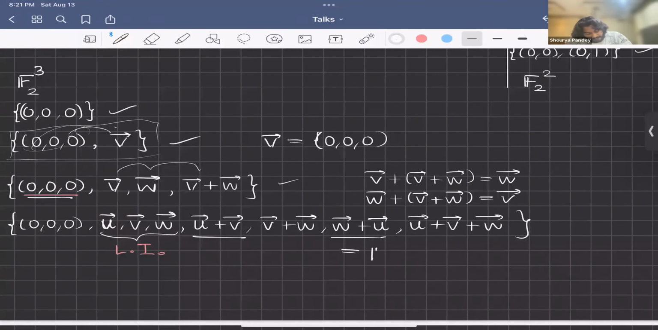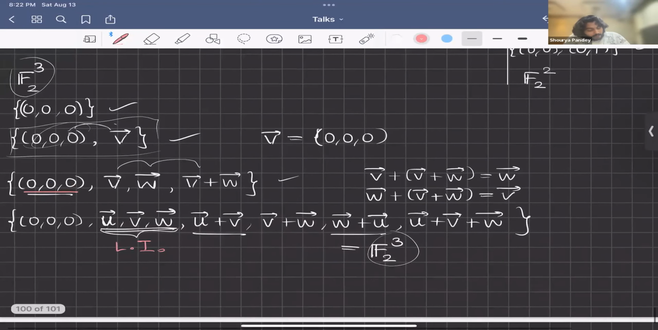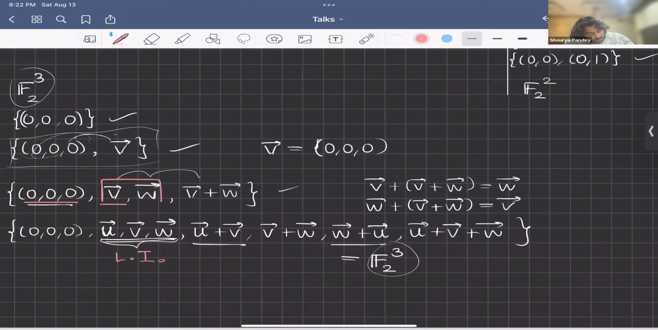But now notice that these are 8 elements. So then this must be the entire set, right? Because the entire set has 8 elements. So no matter what linearly independent U, V, W you take, you'll end up with the entire set. So notice that here again, I can talk about dimension. Here, the dimension is 2. The max number of vectors I can take such that they're linearly independent is 2. And the dimension is 1 here. And the dimension is 3 here. The dimension is 0 here.